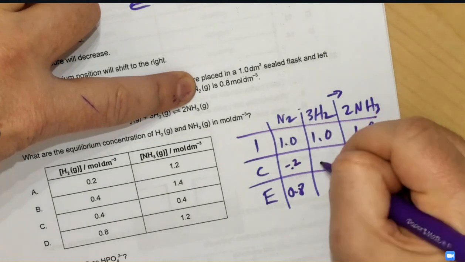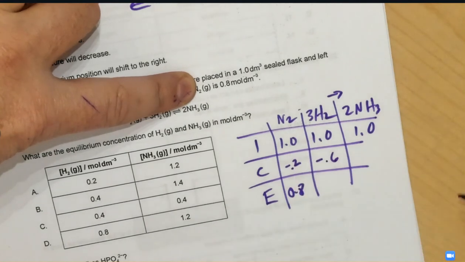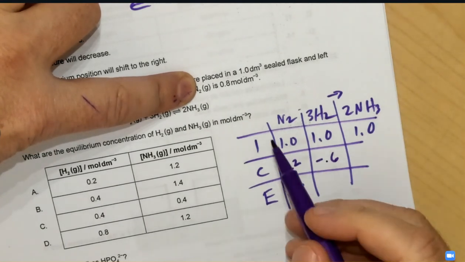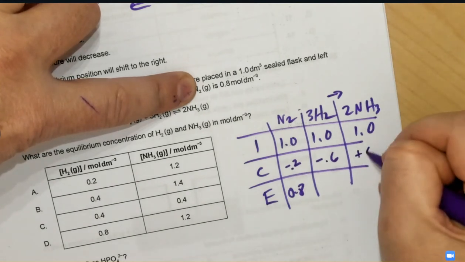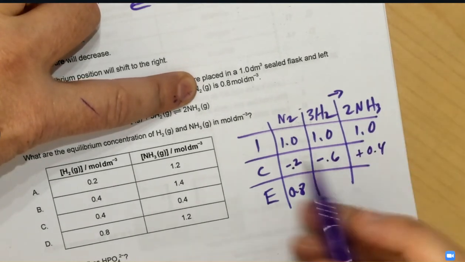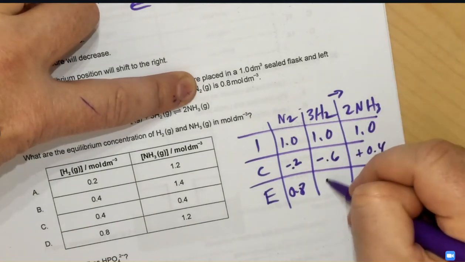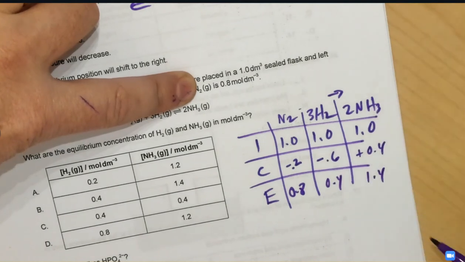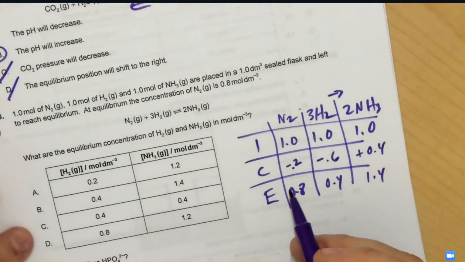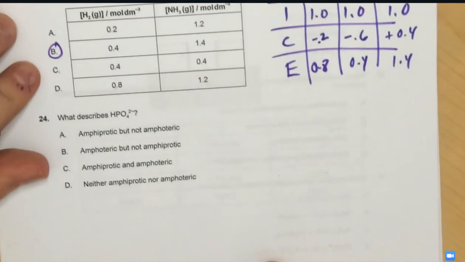Now the stoichiometry tells us that hydrogen would experience a decrease of 0.6 because it's a 1-to-3 molar ratio. And it means that ammonia would increase in concentration by 0.4, also for the same reason. So that means at the end, I have 0.4 of hydrogen and 1.4 of ammonia. So choice B is the only one that matches.